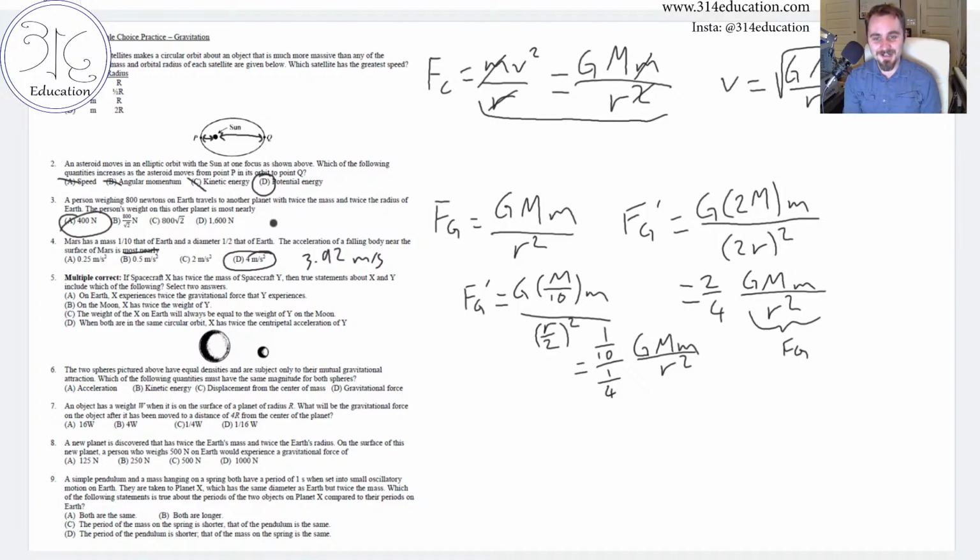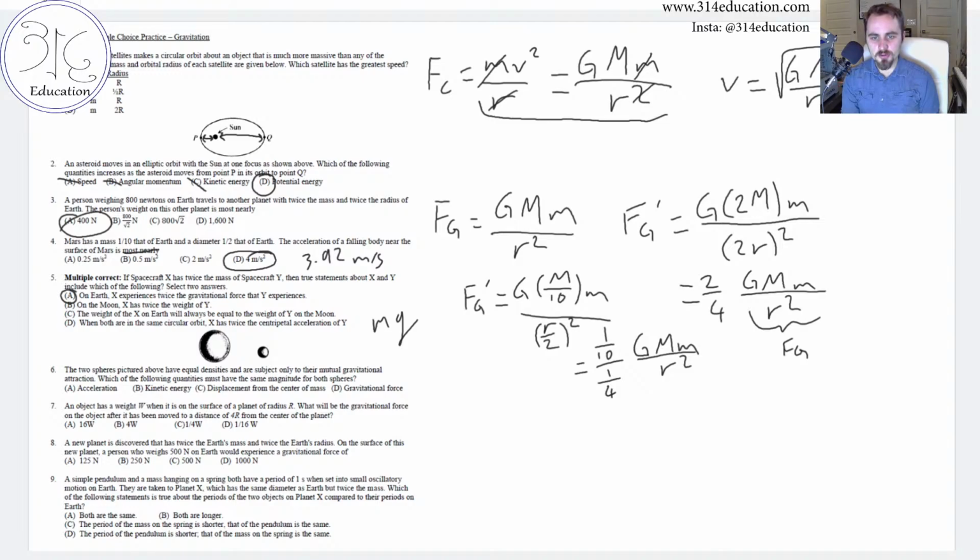You're welcome. Anyway, moving on to number 5, we've got a multiple correct one here. We have two spacecraft, X and Y, and we ask which are true statements about X and Y, given that spacecraft X has twice the mass of spacecraft Y. On Earth, X experiences twice the gravitational force that Y experiences. Yes, that would be true, because on Earth we can approximate gravity to m times g. They have the same g, but if mass doubles, then the force doubles. On the Moon, X has twice the weight of Y.